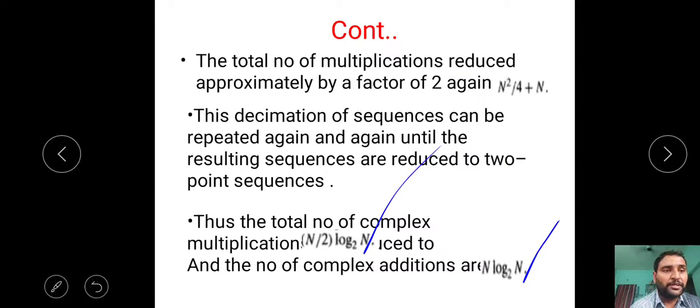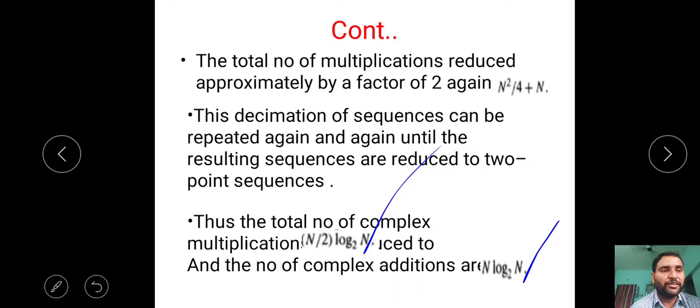The number of additions required in the direct method is N into N minus 1: 8 into 7, 56 additions. Here N log 2 N: 8 into 3, 24 additions are required. That means the number of complex multiplications and complex additions are reduced in the FFT algorithm. That's why it is called the fast Fourier transform algorithm to find the DFT of a given sequence. That's why in most problems and programs we use the FFT algorithm to find the DFT of a given sequence.